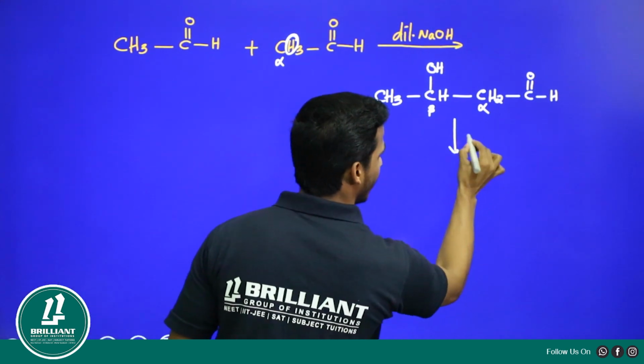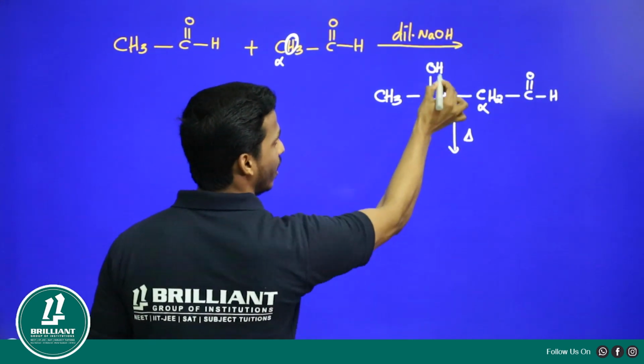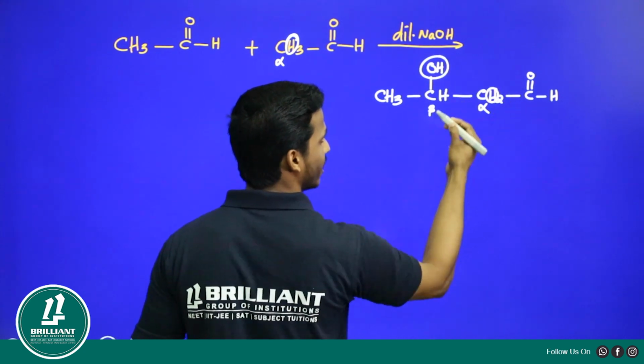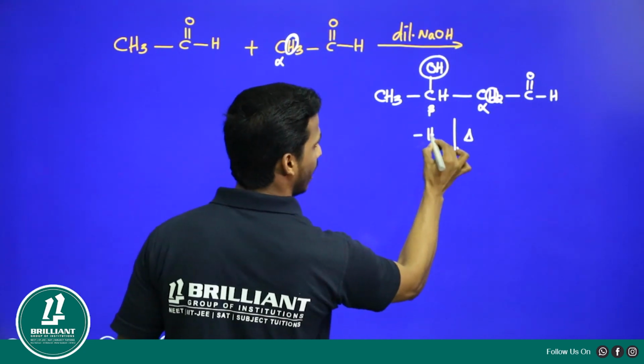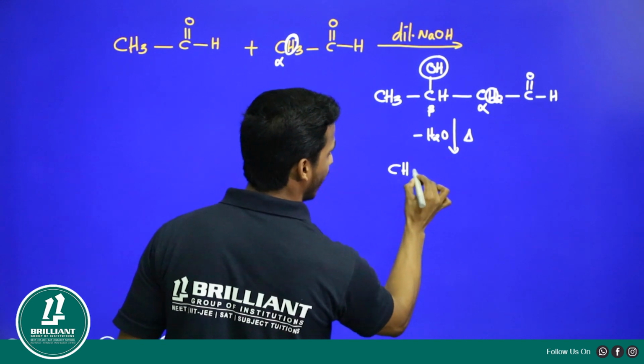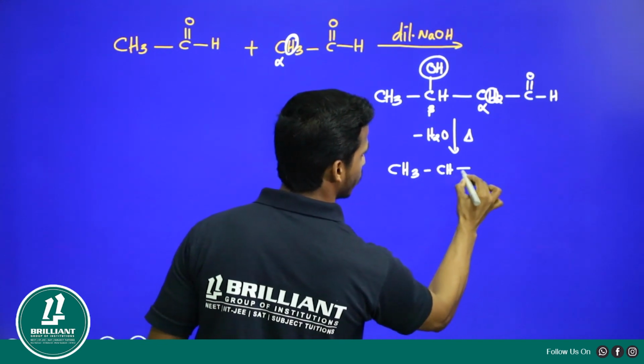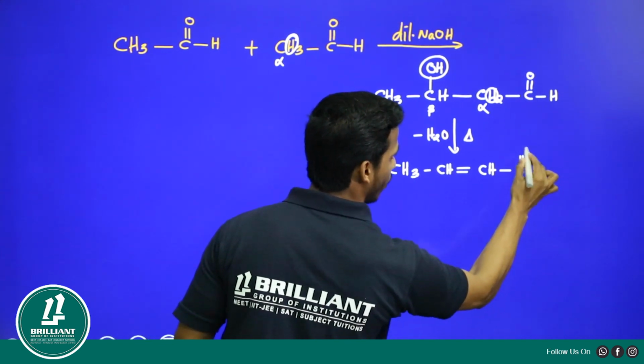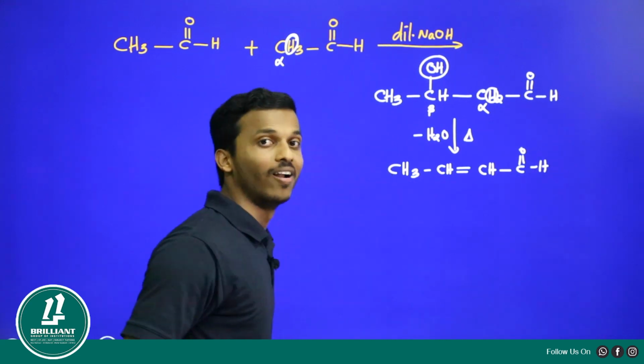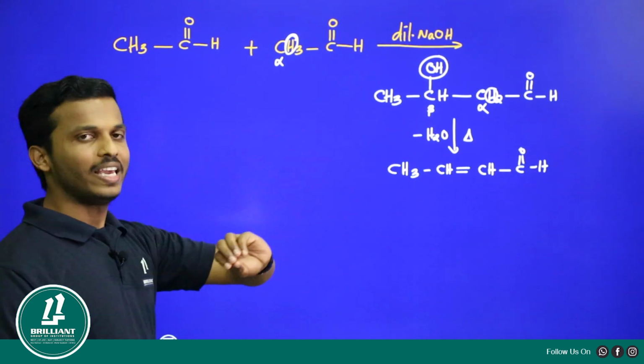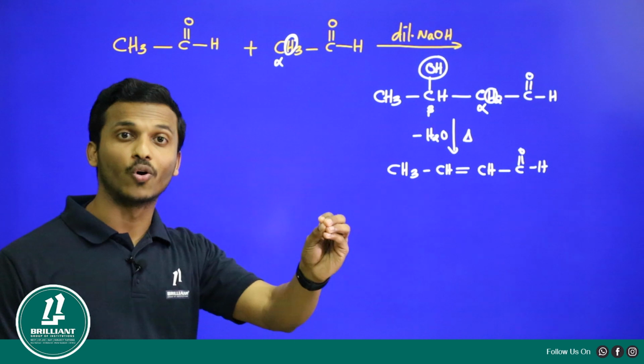On condensation, on heating, what will happen? This OH and this hydrogen are eliminated as water. And you will get the product CH3, CH double bond CH, CHO. This is our enol. Okay, this is the easy method of how to write the aldol product.